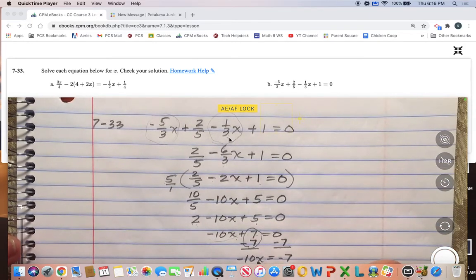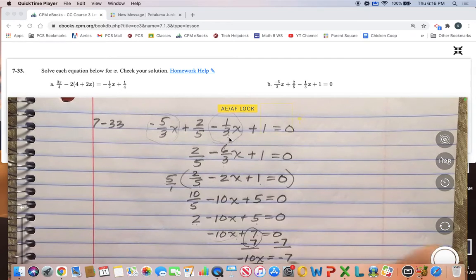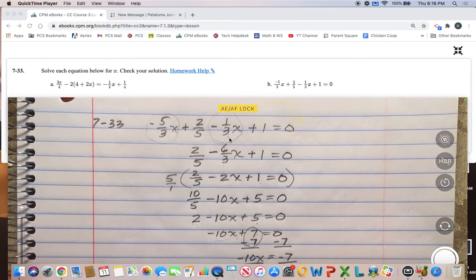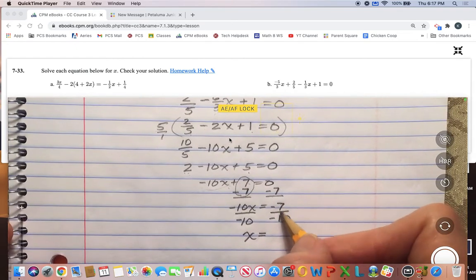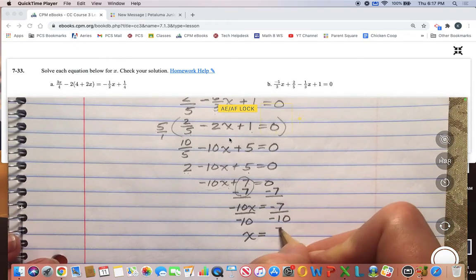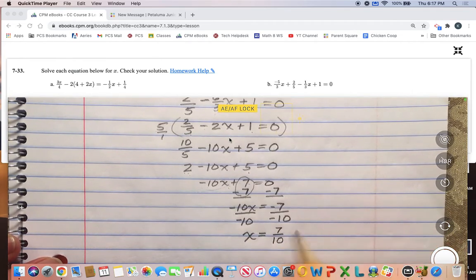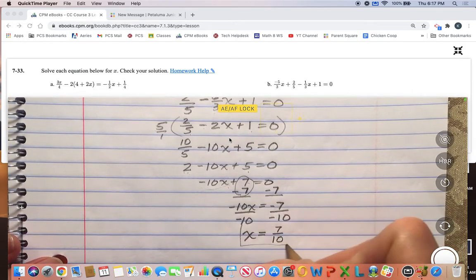Okay, so now to get x by itself here, we undo this negative 10 times x by dividing by negative 10. And we'll divide by negative 10 on both sides. So negative 10 over negative 10 is 1. 1 times x is just x. And then over here, a negative divided by a negative is a positive. Oops, sorry, you couldn't see that. So a negative divided by a negative is a positive. So this just becomes a positive 7/10. So x is equal to 7/10.